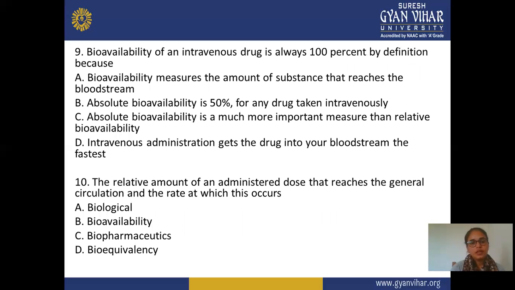Next, ninth question: the bioavailability of an intravenous drug is always 100% by definition, because bioavailability measures the amount of substance that reaches the bloodstream. Another option: absolute bioavailability is 50% for any drug taken intravenously. Another: since the absolute bioavailability is a much more important measure than relative bioavailability. D is that intravenous administration gets the drug into the bloodstream fastest. And the last, tenth question: the relative amount of administered dose that reaches the general circulation, and the rate at which this occurs. The options are biological, bioavailability, biopharmaceutics, and bioequivalency. These are the 4 options for the tenth question.